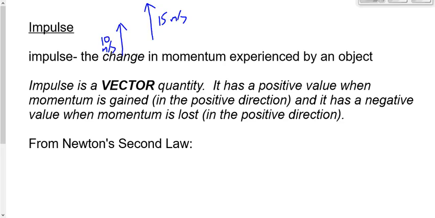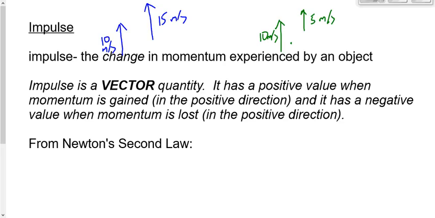Say, instead of speeding up from 10 to 15 meters per second, let's say now it's going from 10 meters per second to 5 meters per second, still north. In this case, we would say we have a negative impulse. This is a positive momentum and a positive momentum, but the impulse is negative.